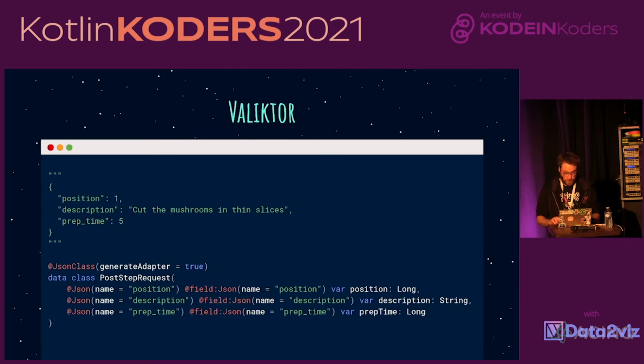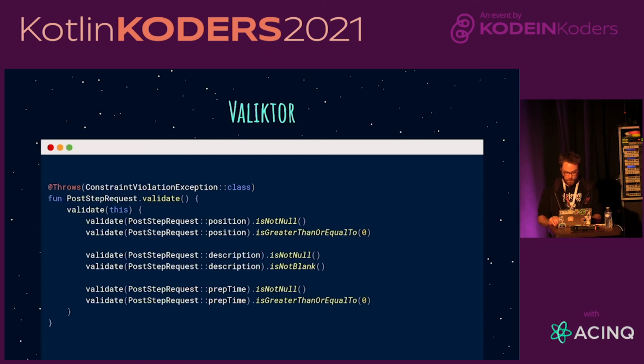And so I'm going to validate this object in order to say, okay, the position in the post step request must be not null and greater or equal to 0, and the description must be not null and not blank. And for example, the preparation time needs to be not null and greater or equal than 0. If one of the validations is broken, it's going to throw the constraint violation exception. So if it's okay, the application won't crash.